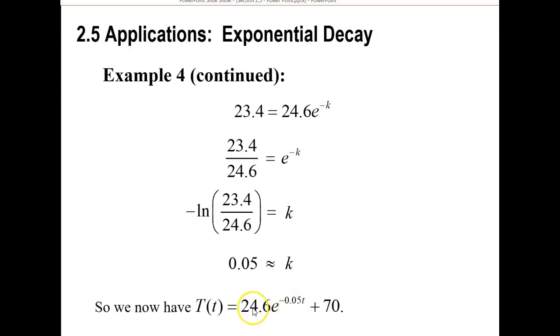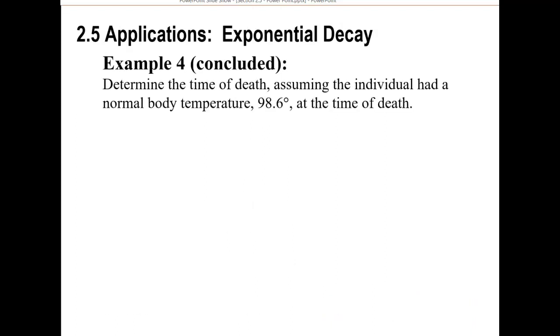So that would give us our model: your A value, e to the, we just found k to be 0.05, so negative KT plus your temperature of the room, 70. All right, so determine the time of death, assuming the individual had a normal body temperature of 98.6 when they died. Meaning you're going to plug 98.6 into that model and solve for T.